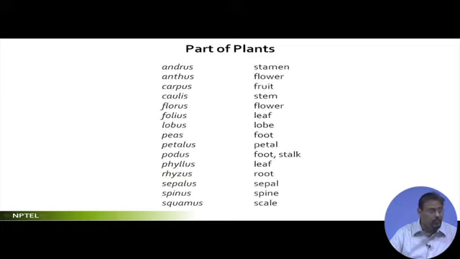It may be with respect to the parts of the plants. If it is andrus, it is stamen. If it is anthus, it is flower. If it is carpus, it is fruit. Caulis is stem. Florus is flower. Folius is leaf. Longifolia, you remember longifolia, long foliage, long leaf. Okay. Lobus is lobe. Pes is foot. Petalus is petal.